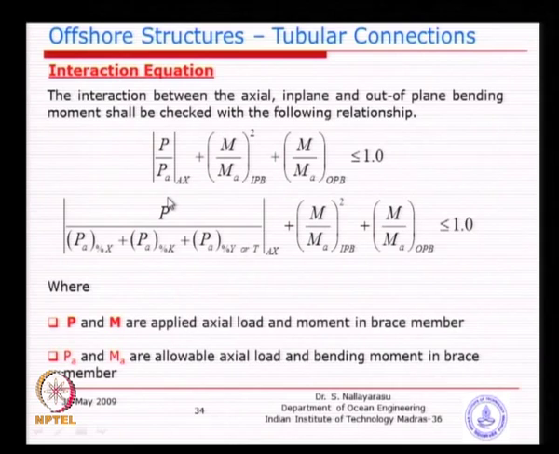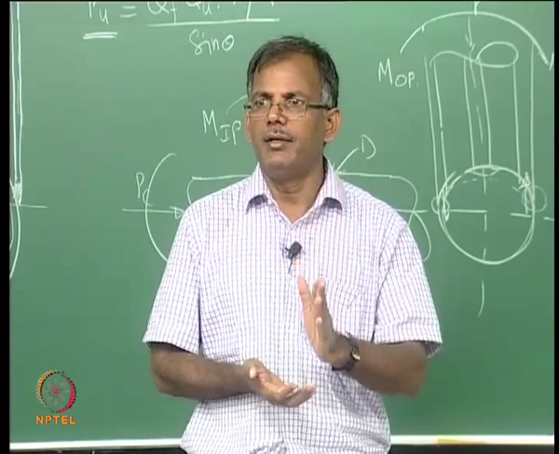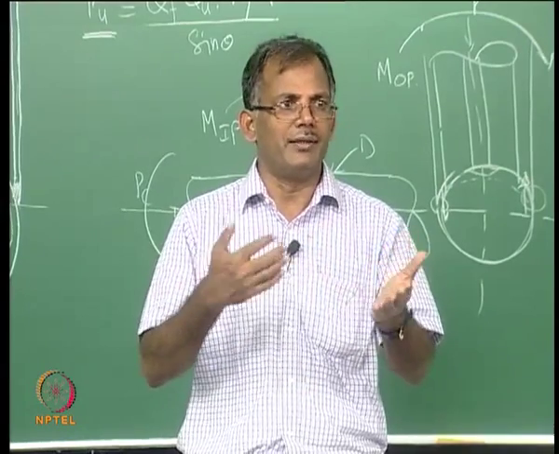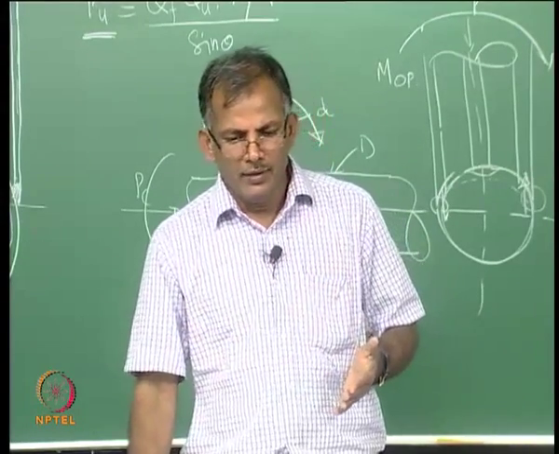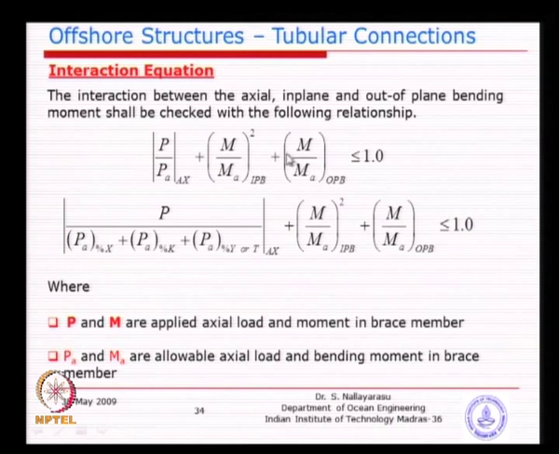Very similar to, if you remember, how did we do the unity check? P by Pa, you just revert back to your members, f divided by Fa, that is what we did, is it not, linear. And then we had fb divided by capital Fb, which was the ratio of the applied bending stress to allowable bending stress, and then we added the second component, the out-of-plane.